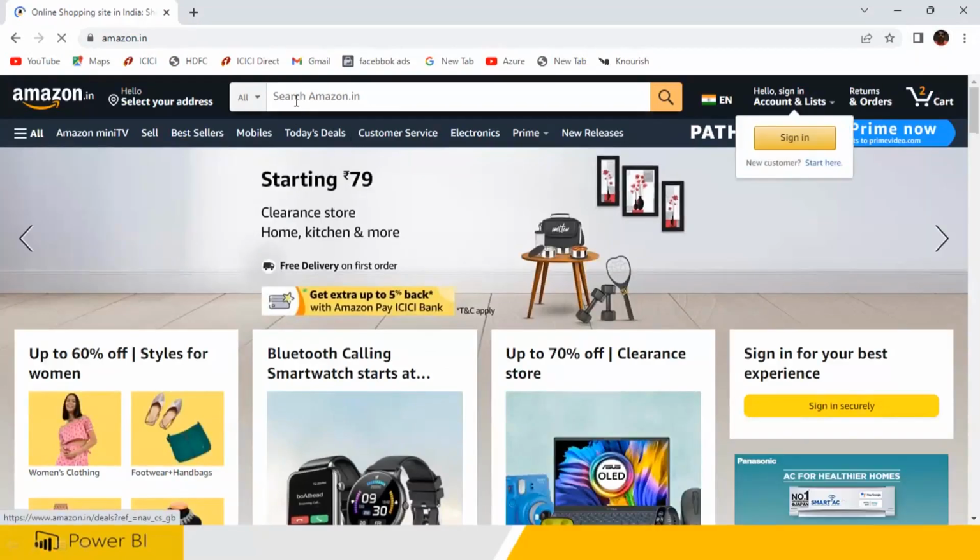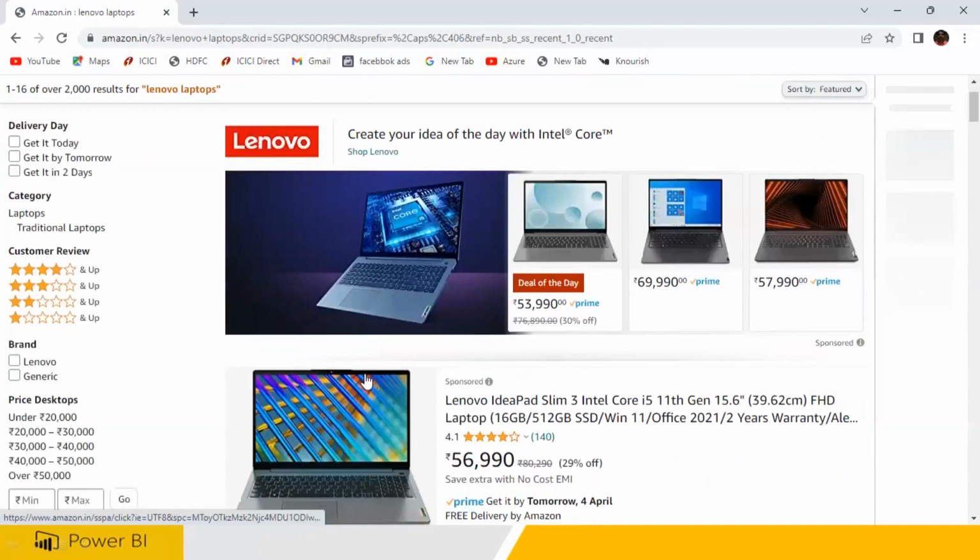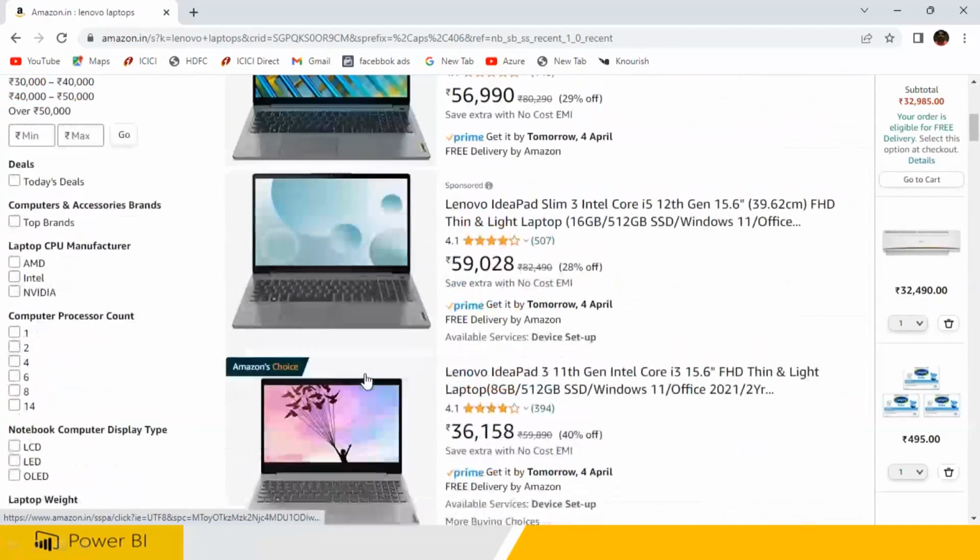I wanted to buy some product. I would like to buy a Lenovo laptop. Now, what is the laptop I would like to buy? People may ask you, sir, which laptop configuration I need to buy to learn Power BI. I can tell you, you need to have this kind of configuration. Let me show you this configuration, because without a laptop you cannot do this course.